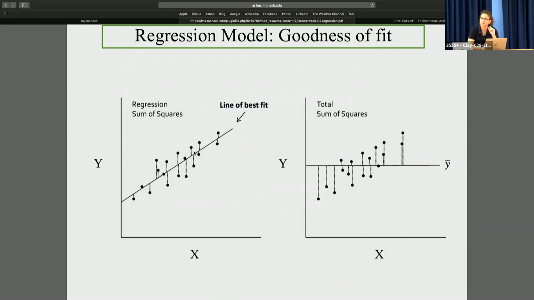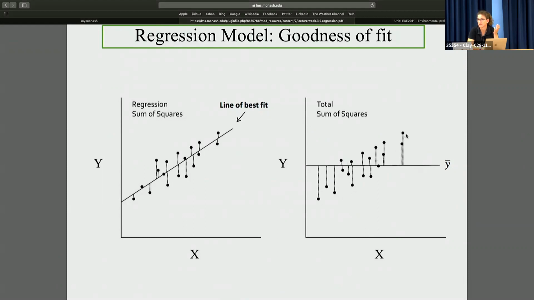So those distances squared, if I just take these distances and add them up all together, I'm going to get 0. So I square them before I add them up. And the bigger they are, the bigger those distances, the worse this line of best fit describes the data, right? But we have a regression sum of squares. We also have the total sum of squares, which is to do with, here is the mean of y, and this is how much these points deviate from the mean.